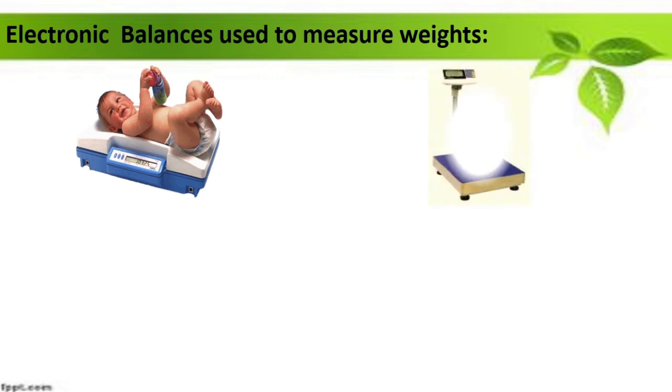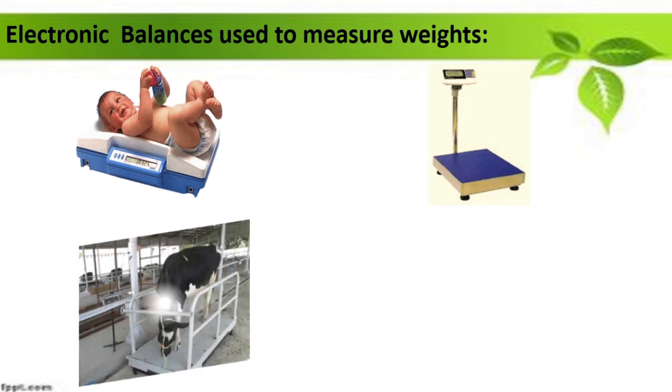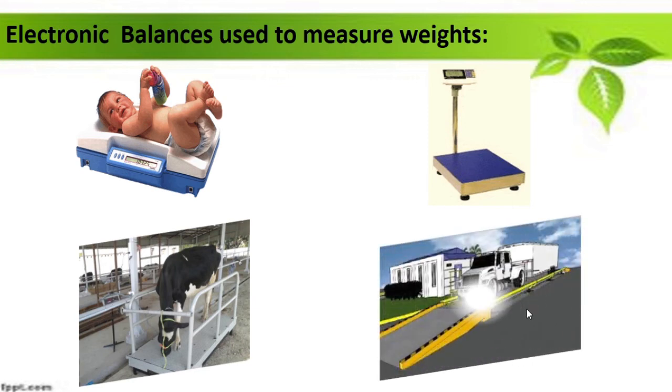Okay? And here, this is also an electronic balance to measure heavy weights equal to or more than 1000 kgs. An electronic balance is used to measure the weight of animals. Here you can see a plate-like structure. On that, when an animal stands, we get the proper weight of this animal. Okay, got this? And here you can see a different type of electronic balance.